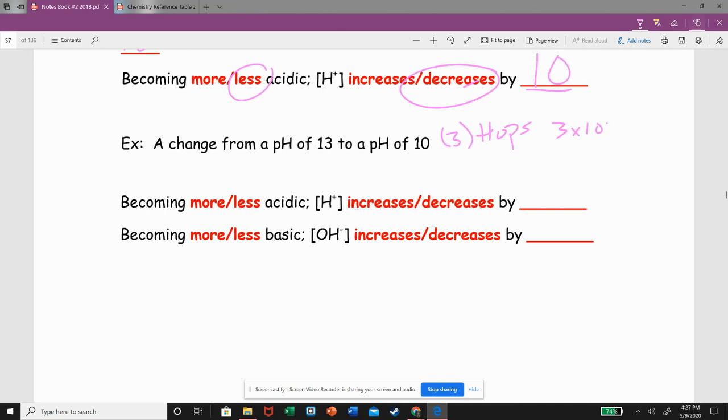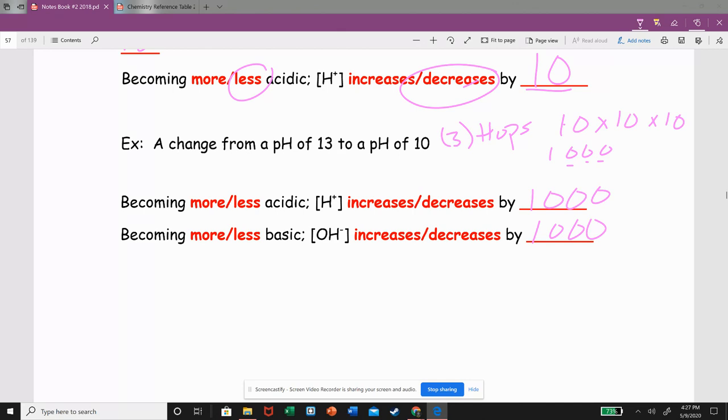Not 3 times 10, sorry. Let me erase. Okay, not 3 times 10. 3 multiples of 10. So I meant to write 10 times 10 times 10, which is what? 1,000. 3 hops, 3 zeros. So then this is by a factor of 1,000. If I change the pH value by 3, I have influenced the pH by a factor of 1,000.